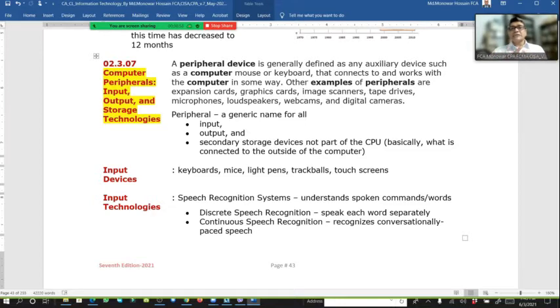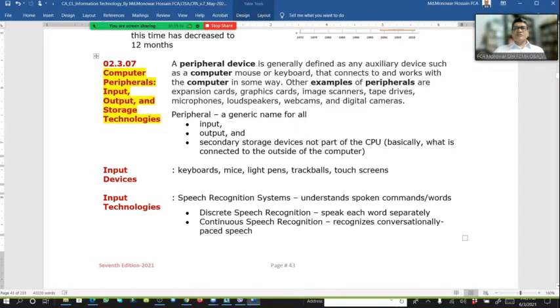So here it says that a keyboard or mouse connects to and works with the computer in some way. Other examples of peripherals are expansion cards, where we extend the system, also graphics card, image scanner, tab device, microphone, loudspeaker, webcam, and digital camera. All are peripheral devices. Peripherals are generally named as input, they can be input, can be output, can be storage, etc.